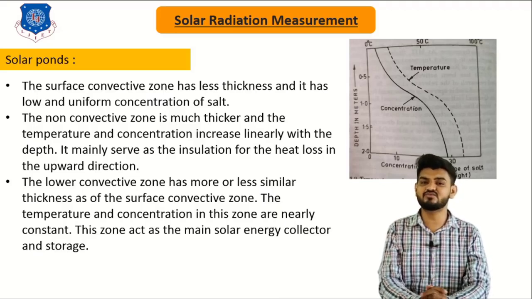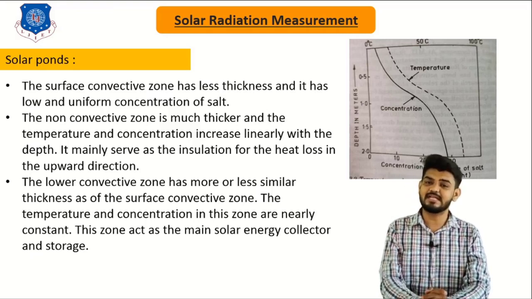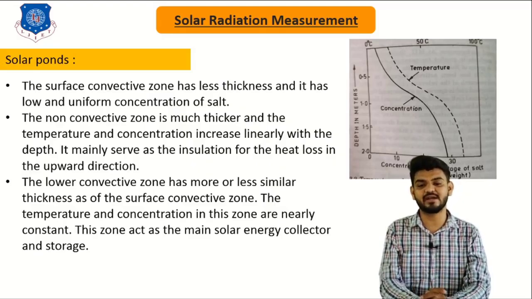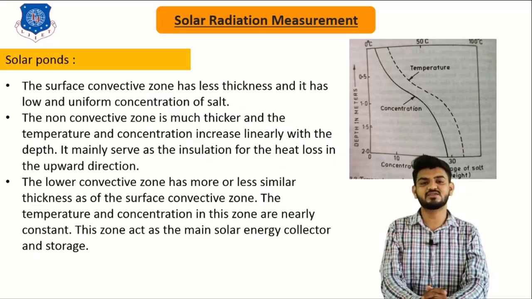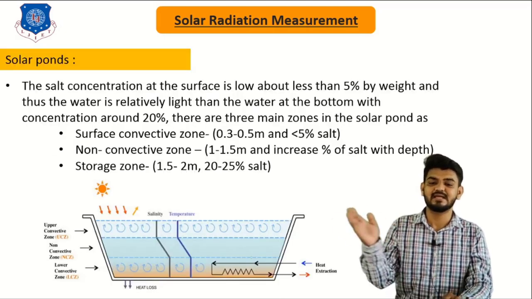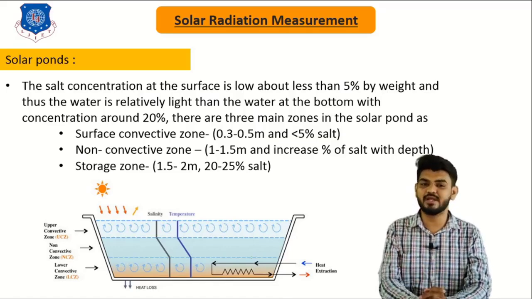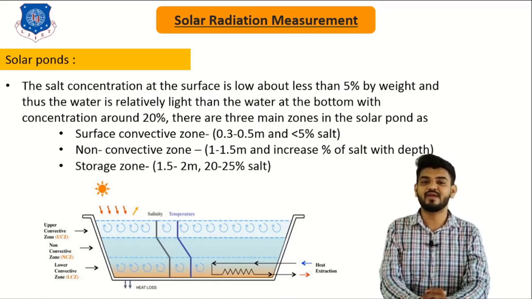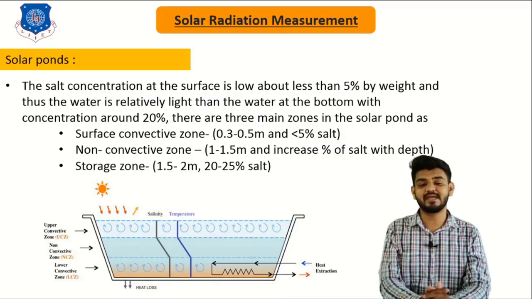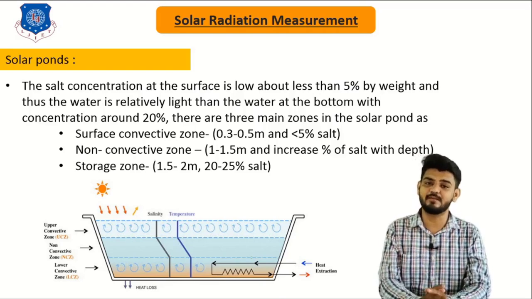The lower convective zone, which is also known as the storage zone, has more or less the same thickness as the surface convective layer. The temperature and concentration in this zone are nearly constant. This zone acts mainly as the solar energy collector and storage device. Here in the image you can see the bottom layer, the storage layer, acts as the collecting and storage device for this solar pond. We can utilize this solar energy by inserting a heating coil or a different organic fluid that has a lower boiling point.